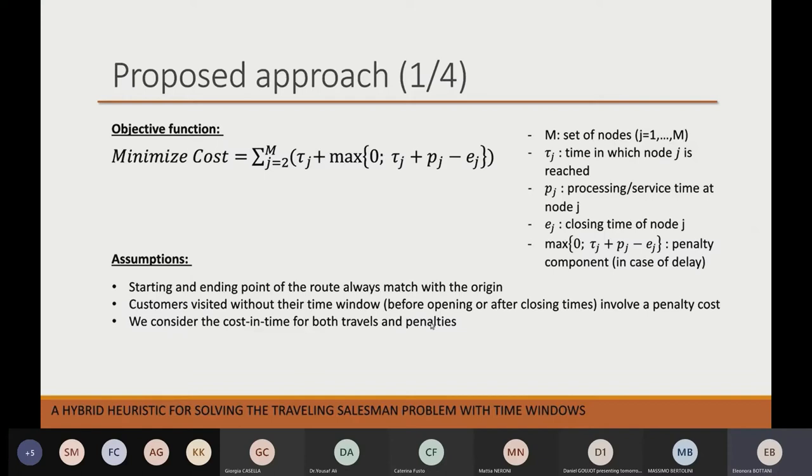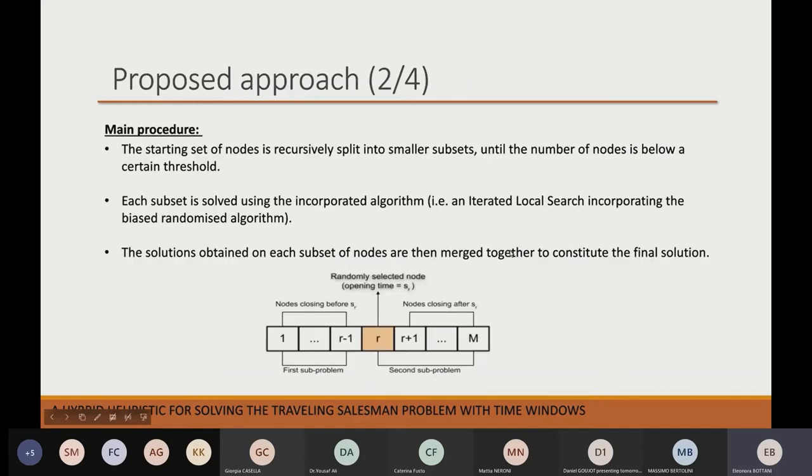In the proposed approach, the starting and ending point always match. Every time a customer is visited before or after its time window, a penalty cost is involved. We consider in particular the cost in time for both travels and penalties. We made these assumptions just because the comparison algorithm we will use later was using these assumptions, so it is a fair comparison, but we don't think it would impact the results of the proposed algorithm a lot.